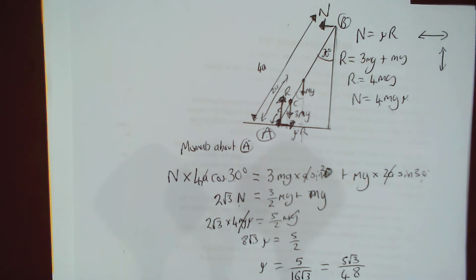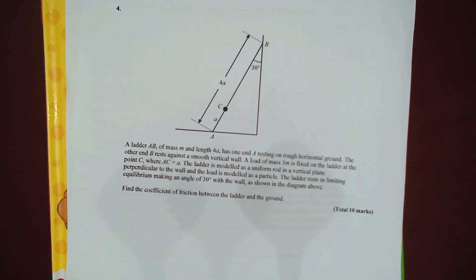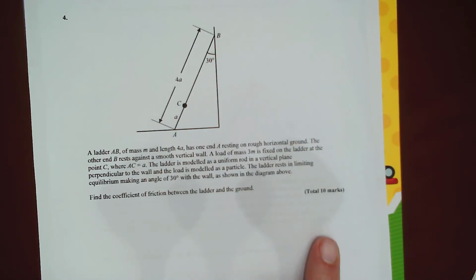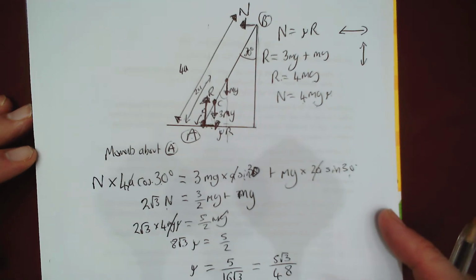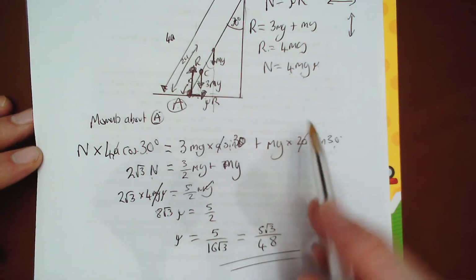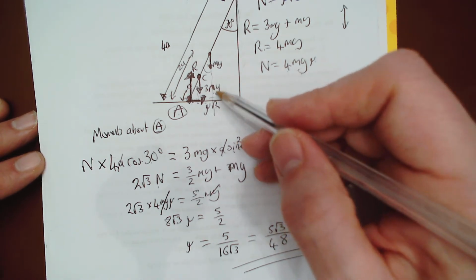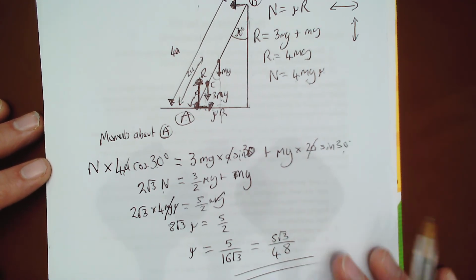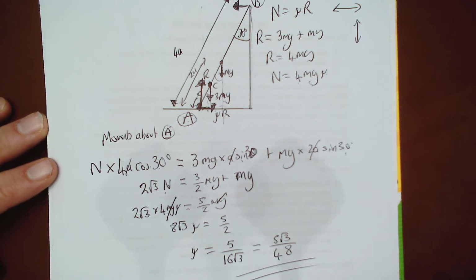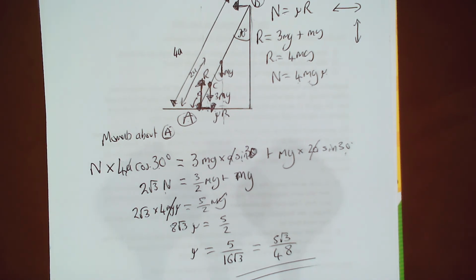That's how you get the marks. It's 10 marks there. 10 marks if you can resolve forces and you can take moments, understand your trig, understand your perpendicular distance. I really hope that's clear. I think that's a very good example for you to go through. Good luck.